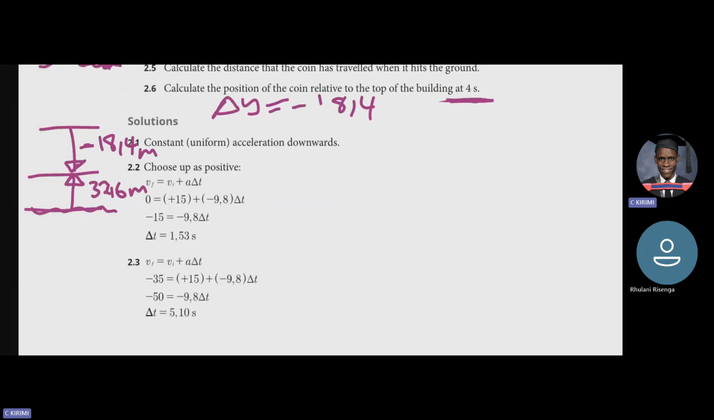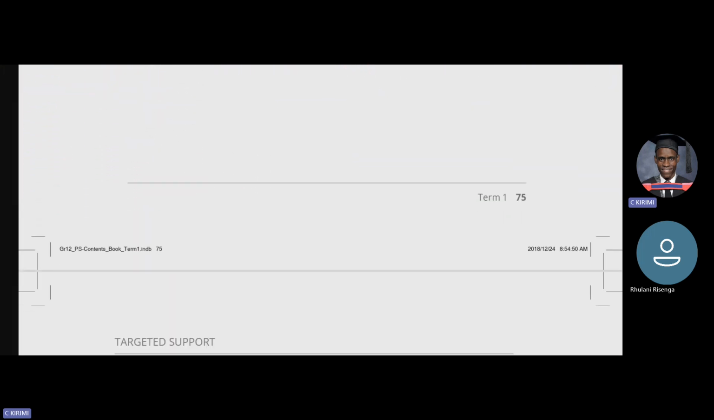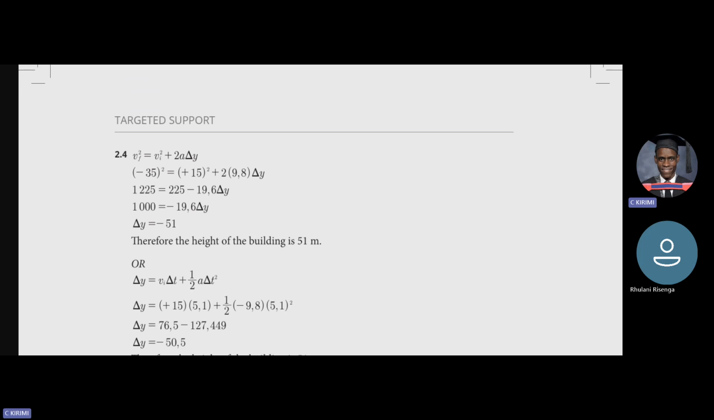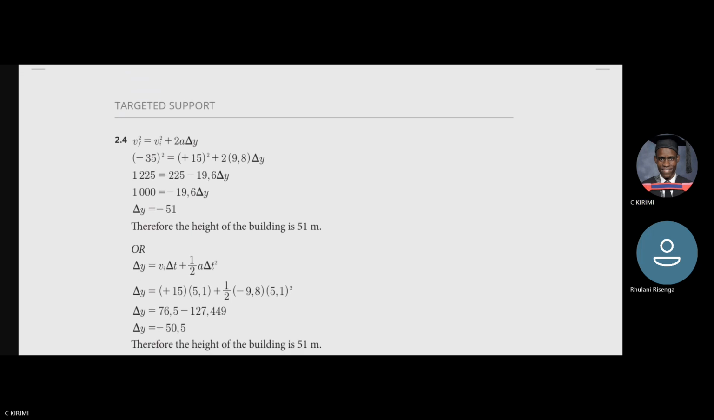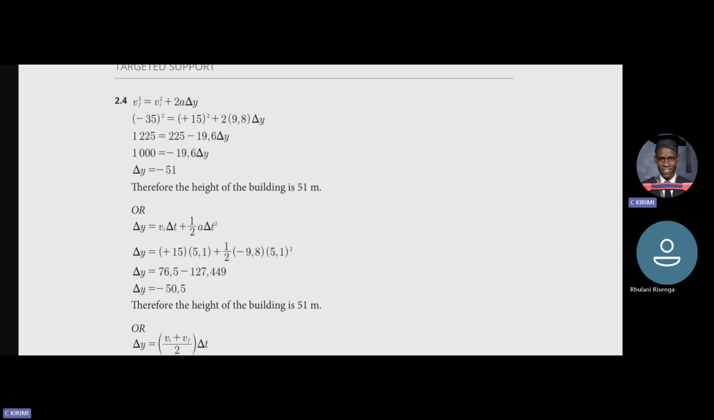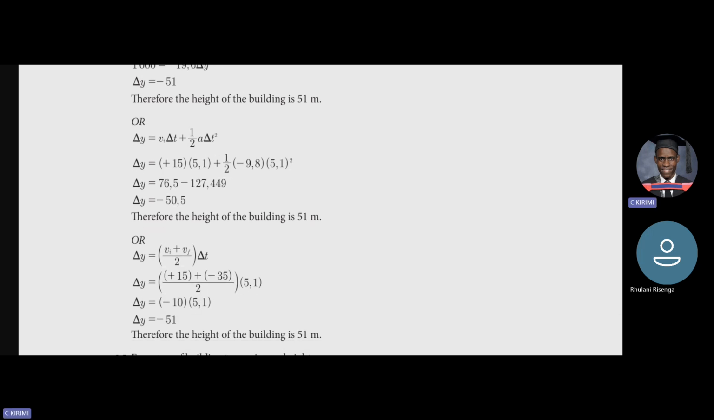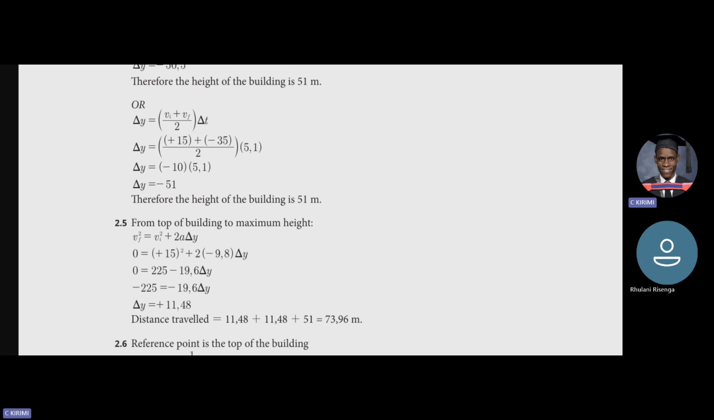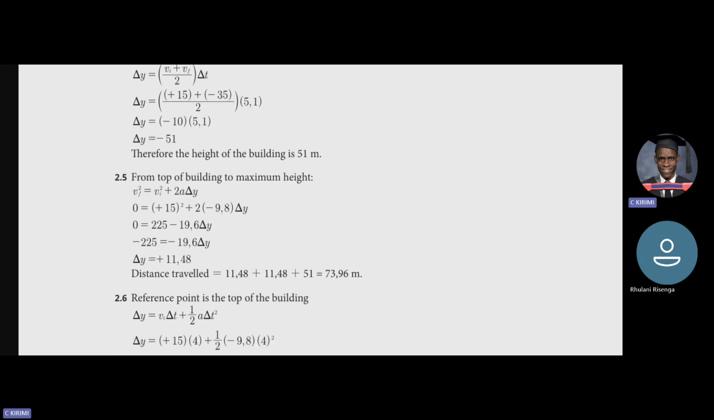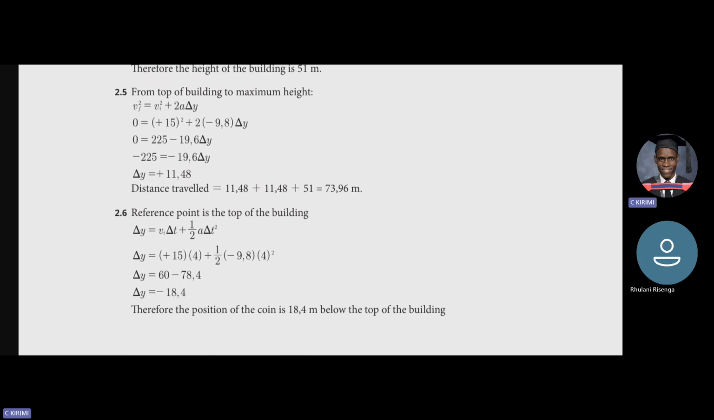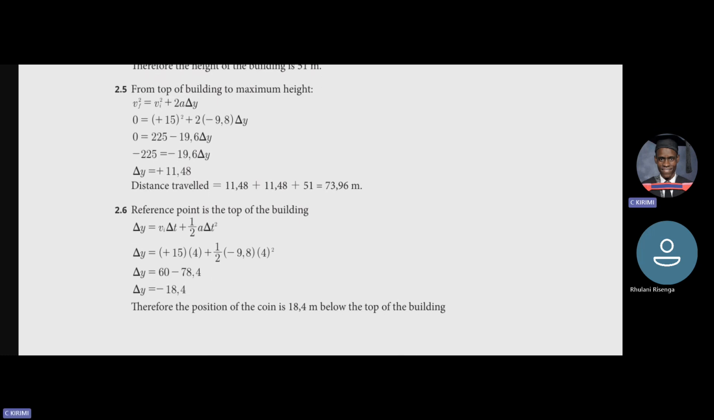So all the answers were correct. What you got, 1.53, 5.10, and then negative 51, which was 51 meters below the top of the building. It's the same height as the building. And then the one for calculating the total distance traveled, which I said you add, it's twice, going up and coming back, plus 51. Then lastly, where is the position after 4 seconds? Negative 18.4. So what does that mean? It's 18.4 meters below the top of the building.